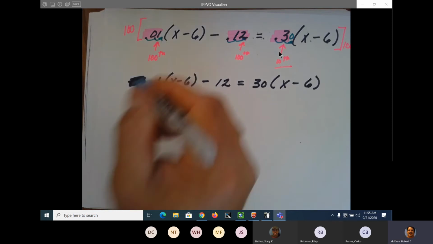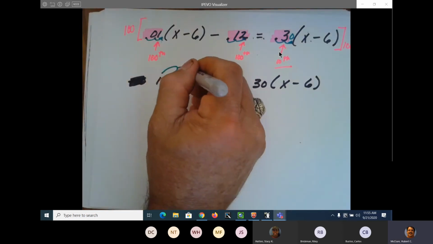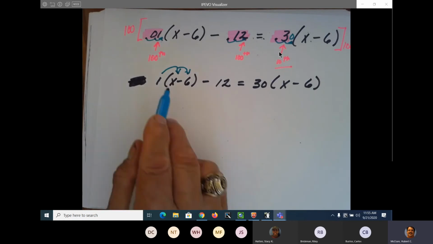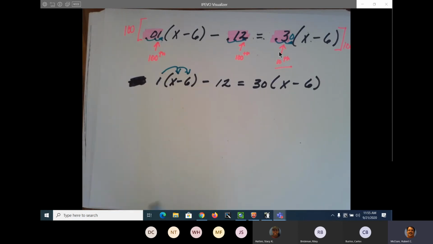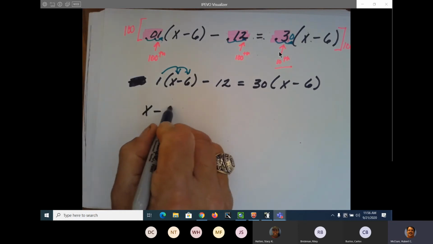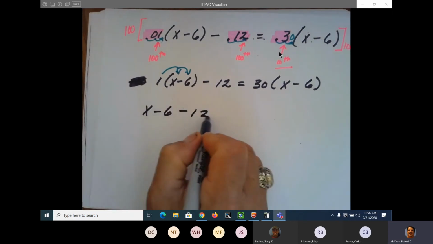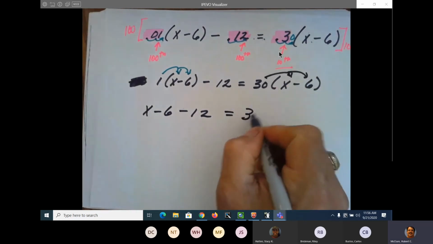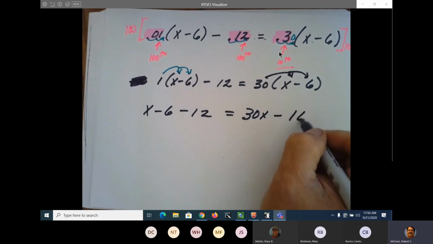Now this one shouldn't be hard. If you miss this one right there, you don't need to tell anybody. If you miss that distribution right there, I'm not going to talk to you. So that'd be x minus 6 minus 12 is equal to 30x minus 180.